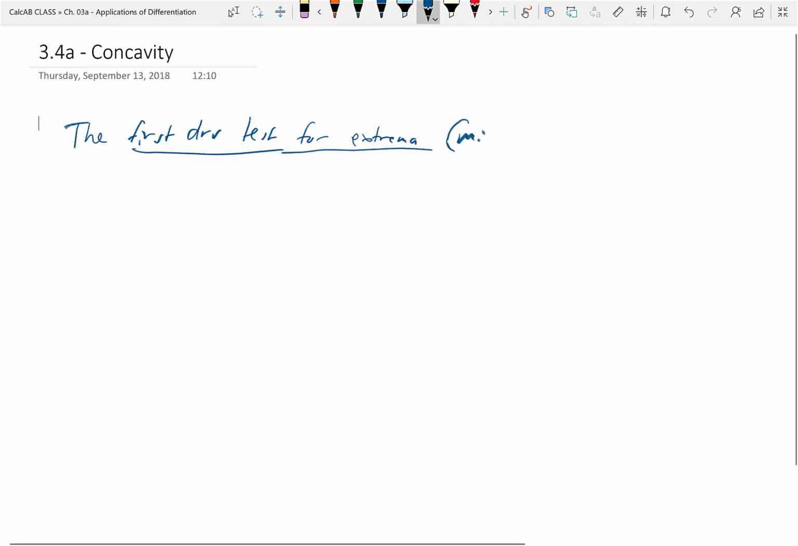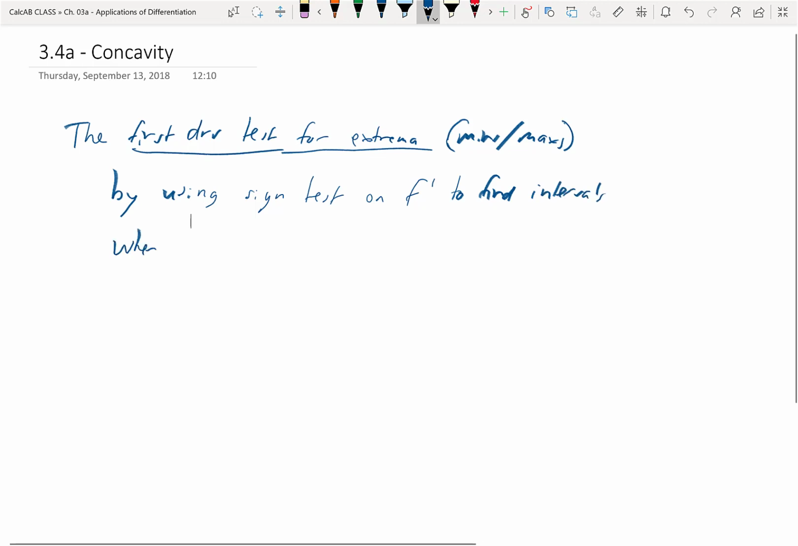And extrema are mins and maxes on a graph. And we have a first derivative test. We do that by using a sine test, or as I've coined, a secant test. A sine test on f prime to find intervals where f is increasing or decreasing.